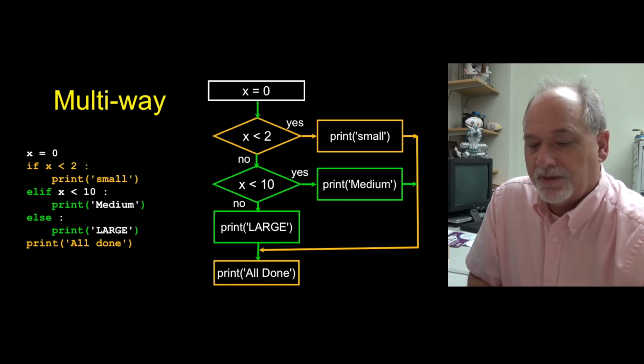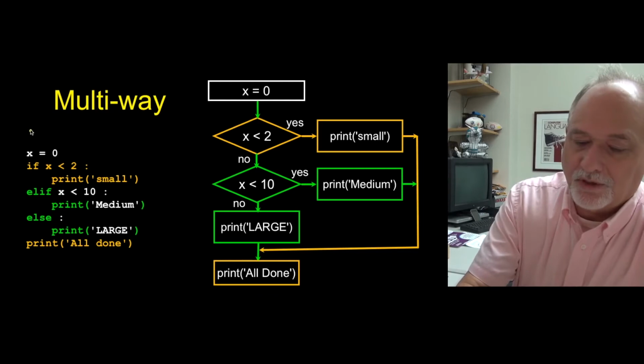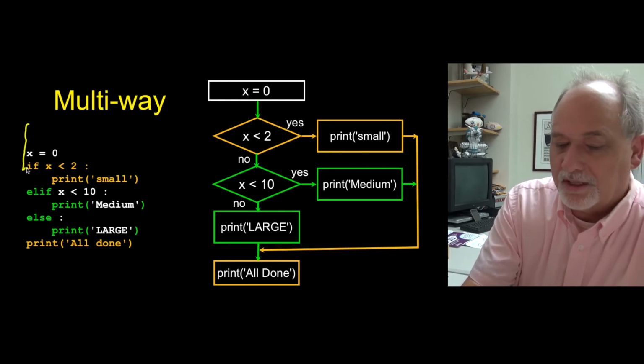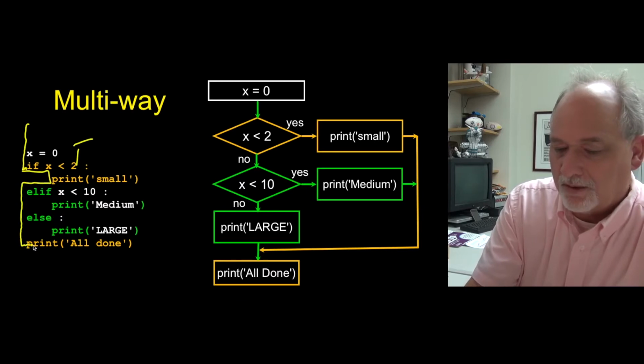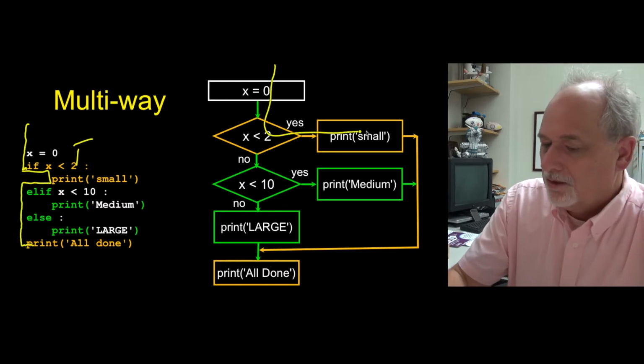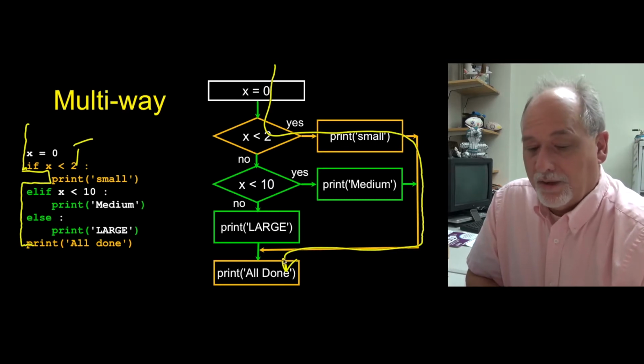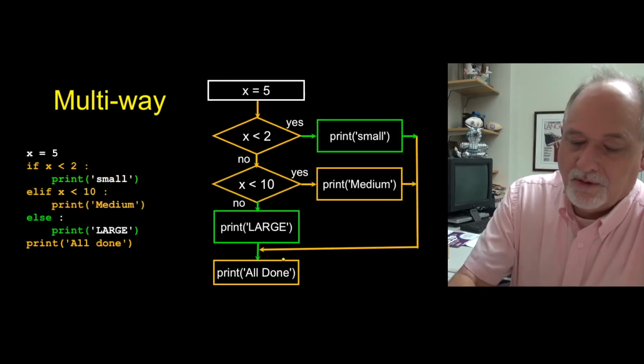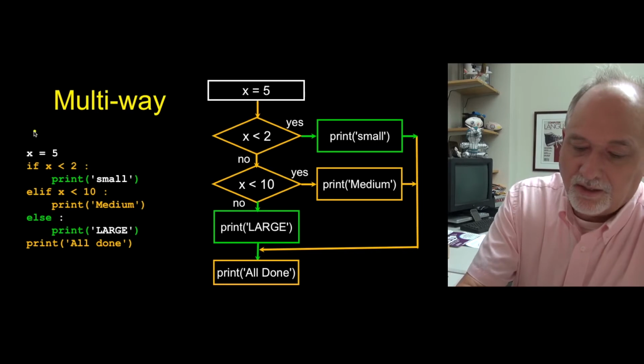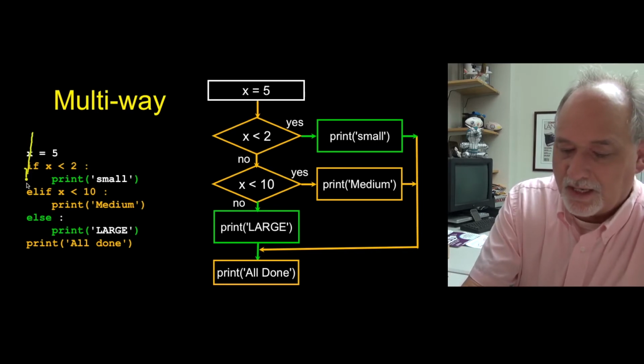So here are some examples of this. If we, for example, have x equals 0, it's going to come down here. x is less than 2? That's true. So it runs this code, and then it skips to the end. On the other hand, if it's 5, then this is false, and it skips that, and it checks this. This is true. It runs this code, and then it's done, skips to the end.